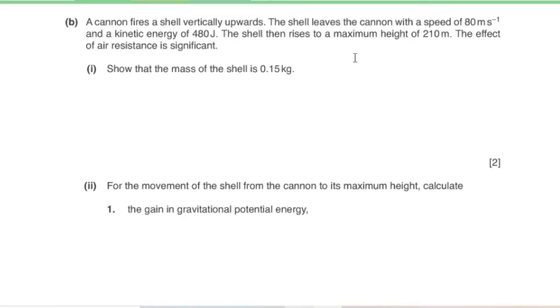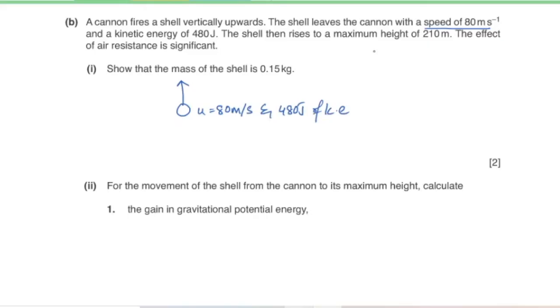Part B, a cannon fires a shell vertically upwards. The shell leaves the cannon with a speed of 80 meters per second and a kinetic energy of 480 joules. So suppose this is a cannon, it moves upwards, it rises up in the air with an initial speed of 80 meters per second and kinetic energy of 480 joules.